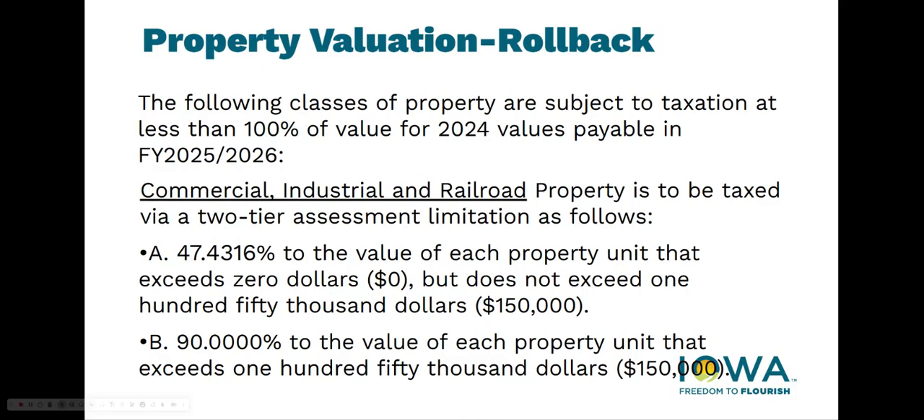For commercial, industrial, and railroad property, it is taxed a little differently. It's taxed via a two-tier assessment limitation. The first being that the first $150,000 of this class of property is taxed at the same rate as residential property, that 47.4316%. And then the value that's greater than 150,000 up to whatever the assessed value is actually taxed at 90% of its value.